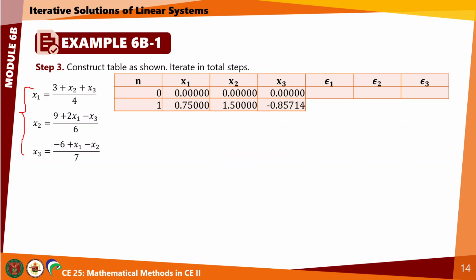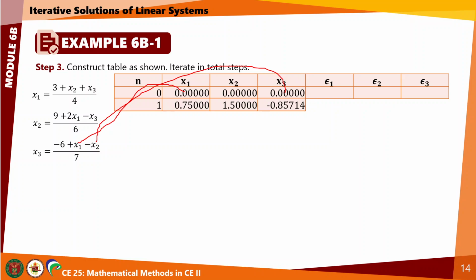So, sa x sub 1 na to, substitute natin si 0 and 0 and 0 dito. So, we have 3 plus 0 plus 0 over 4, we get 0.75. Tama. Okay. And then for x sub 2, we have 9 plus 0 minus 0 divided by 6, we get 1.5. So, tama rin. And finally, kay x sub 3, we have negative 6 plus 0 minus 0, that's negative 6 over 7 or negative 0.85714.